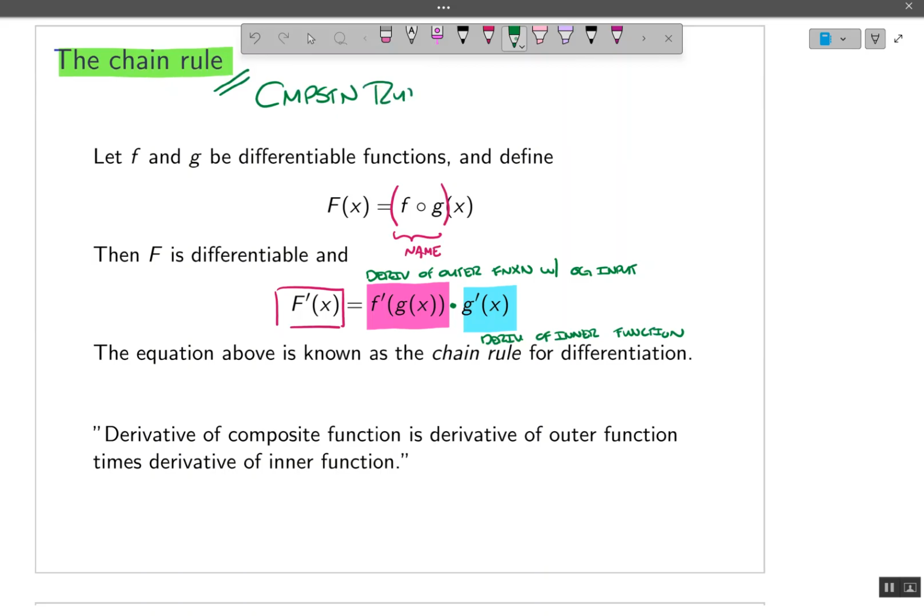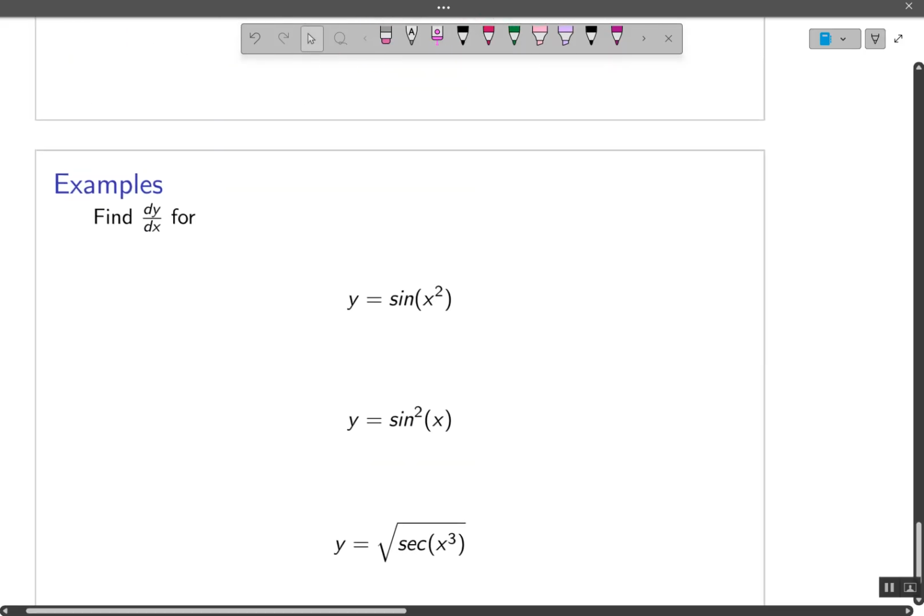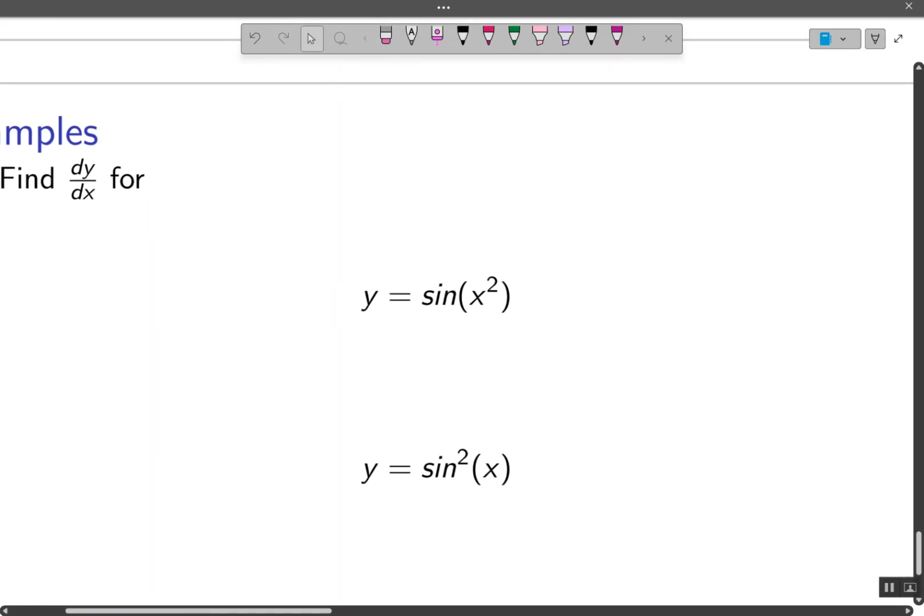I kind of like calling it the composition rule because we remember that we need to use this rule whenever we have a composition of functions. So here's an explanation in words. The derivative of a composite function is the derivative of the outer function times the derivative of the inner function. So let's practice that a bunch. So we're being asked to find the derivative for each of these.